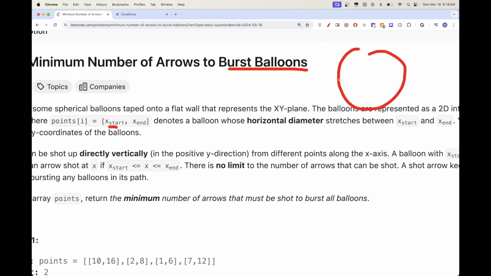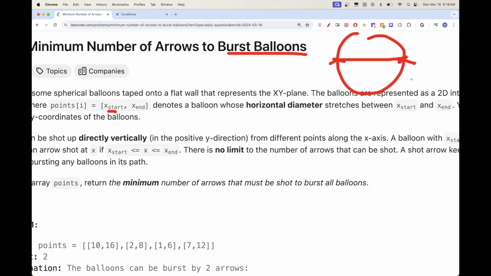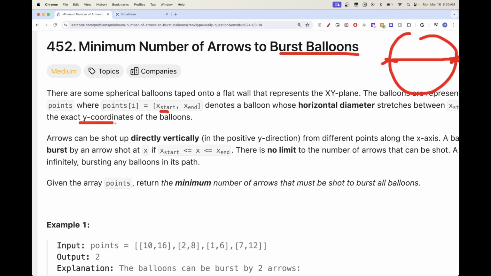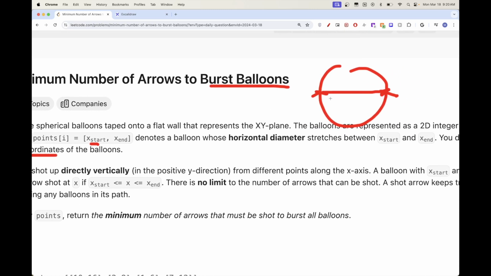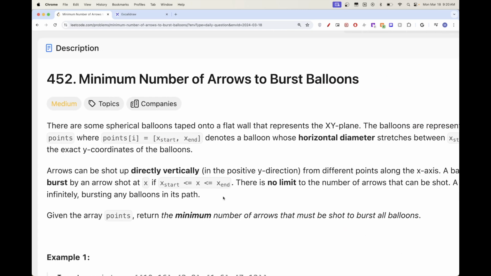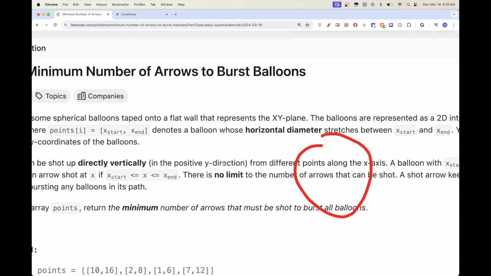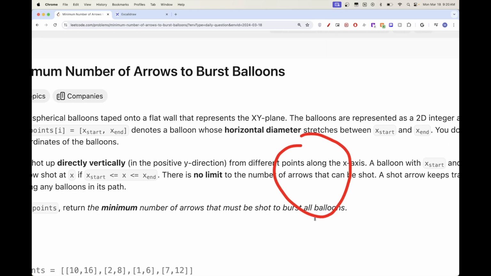So let's say this is a balloon, this would be the start position, this would be the end position of the diameter. And you do not know the y coordinates, like you don't know if the balloon is here or down here, you only know the x-axis coordinates, okay? And an arrow can be shot up vertically in the positive y direction. So it can be shot up like this.